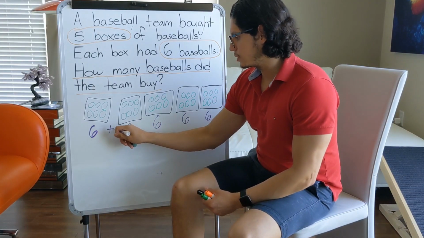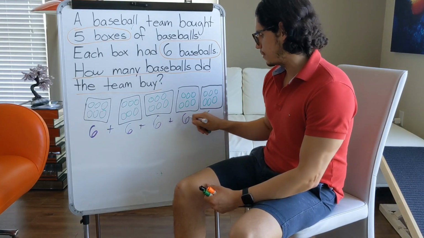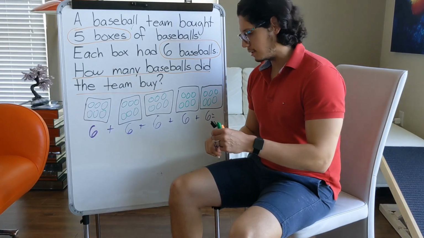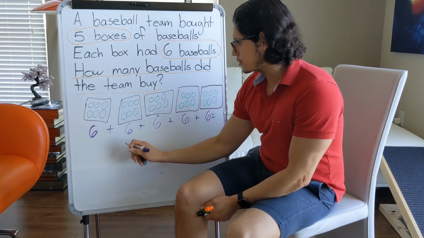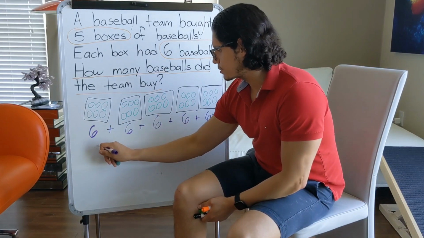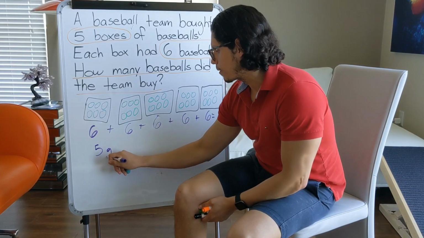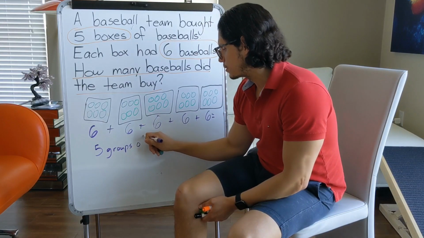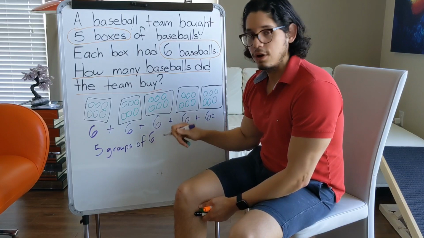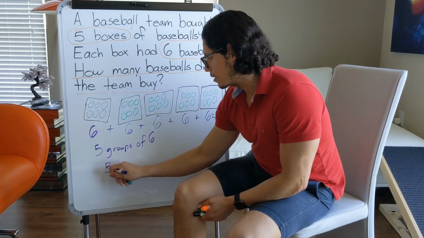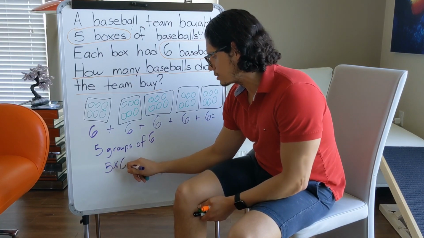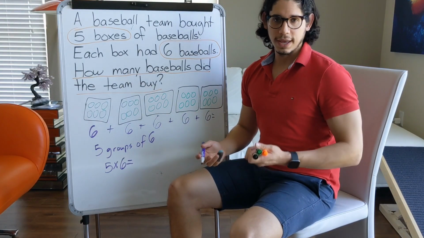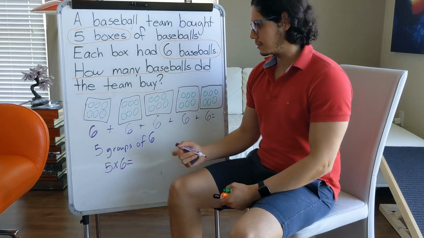Now I can do repeated addition, right? And I can calculate that and see what that gives me. I can also say 5 groups of 6. And I can also say, okay, that's 5 groups of, that's times 6. What is 5 times 6? Now, one really easy way that I can solve this problem is by skip counting.